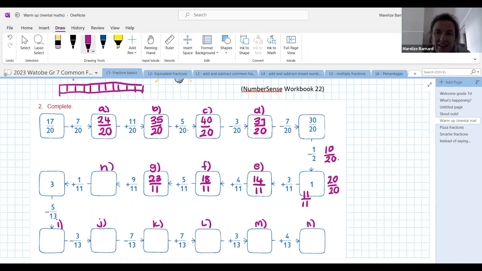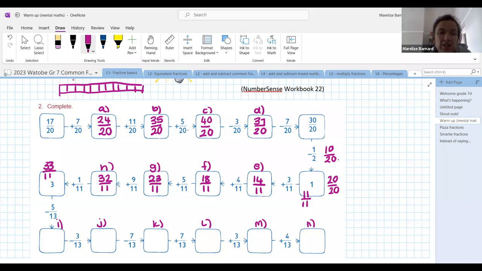23 plus 9 is 32 11ths. And then if I add one more, how many 11ths am I going to have? 33. And 33 11ths is the same as 3. Yeah, that's right.